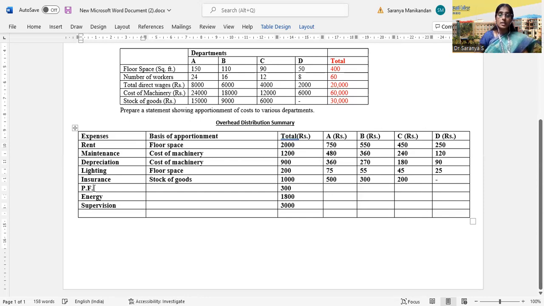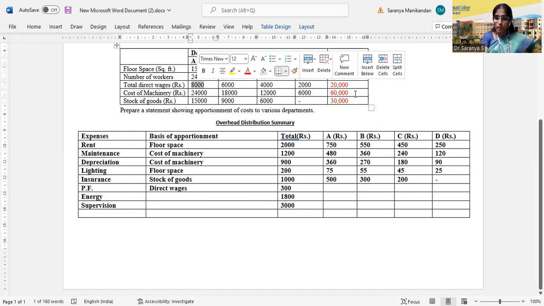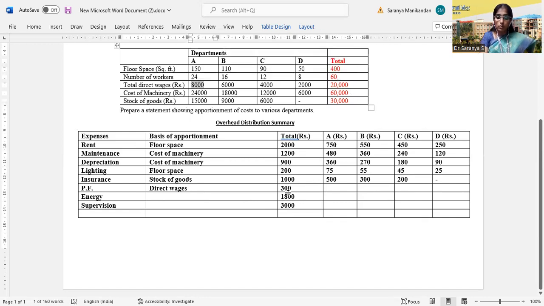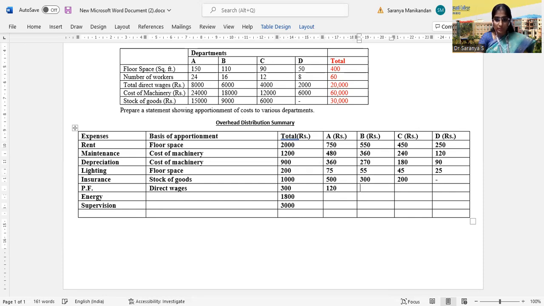And the next expense is the employer's contribution to PF. So PF is generally based on the salary, based on the wages, correct? So here also it will be done on the basis of direct wages. So direct wages is the third point, correct? So 300 into wage amount is how much? 8,000 for A. Total is how much? 20,000. So 300 into 8,000 by 20,000. So for A department, we will do 120.